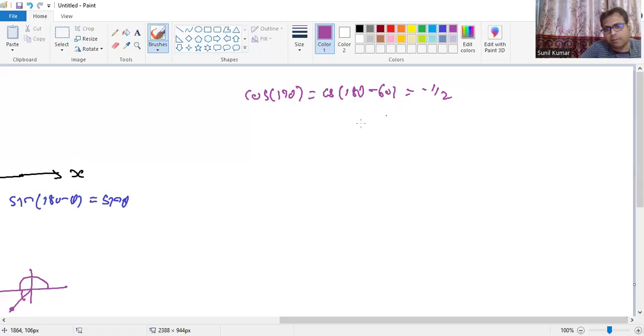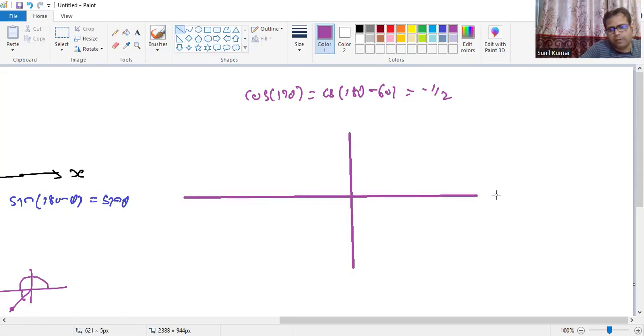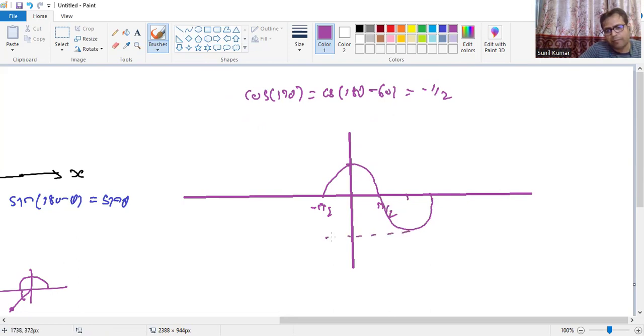So yes, we have to draw the graph again. We're going to draw the graph for cos. We can draw it like that. You know that the cos graph has its maximum at 0, is 0 at pi by 2 and minus pi by 2, and at pi we are getting the negative value, minus 1. Minus 1 here, 1 there.